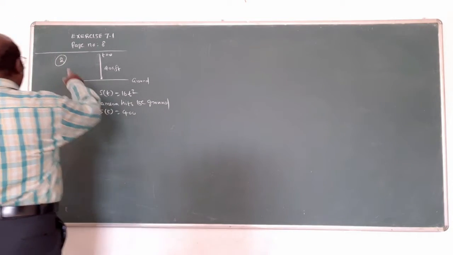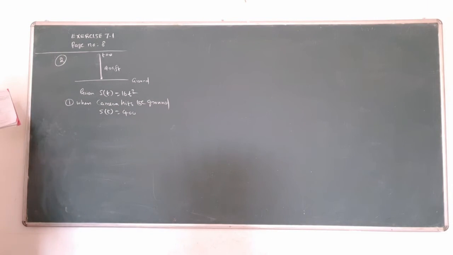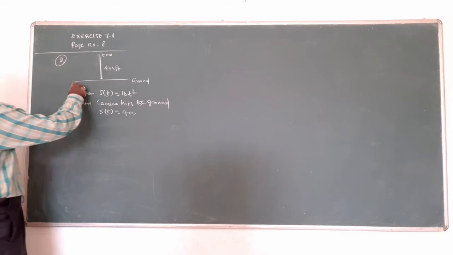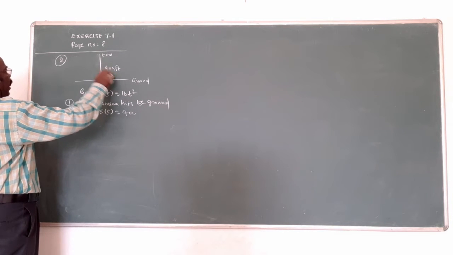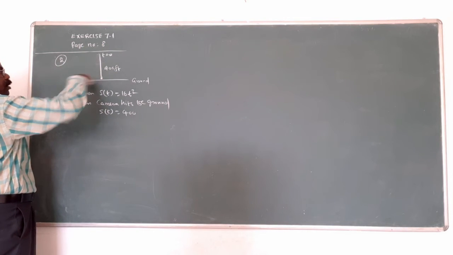Listen here. Second question, a lengthy question. A camera is accidentally knocked off the edge of a cliff 400 feet high. The camera falls a distance of s equals 16 t square. The first question is, how long does the camera fall before it hits the ground? This is the ground top, the 400 feet height. The camera falls down actually.